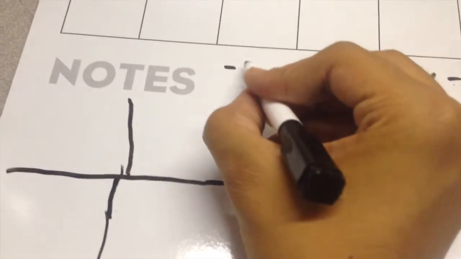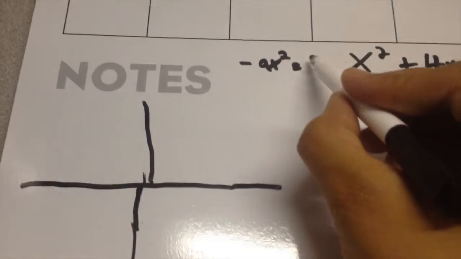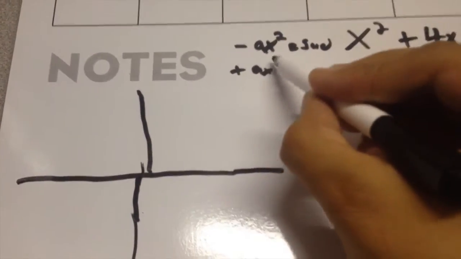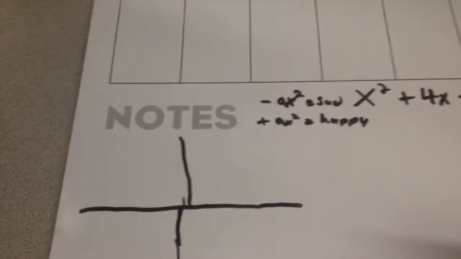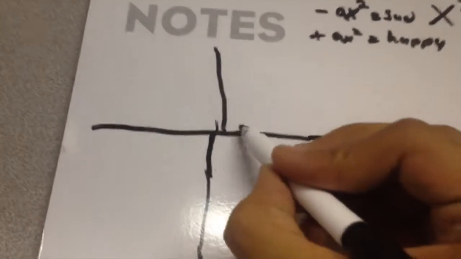Negative ax squared equals sad, and positive ax squared equals happy. Right? Alrighty. So right here we have the zeros, or where the parabola will cross the x-axis 2 times, and so we're just gonna graph that real quick.